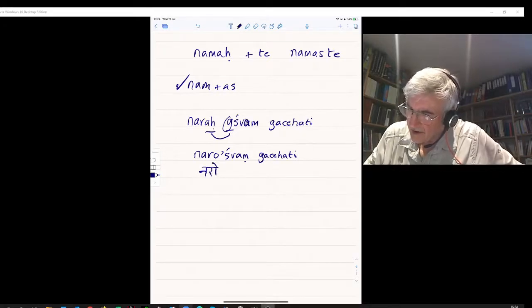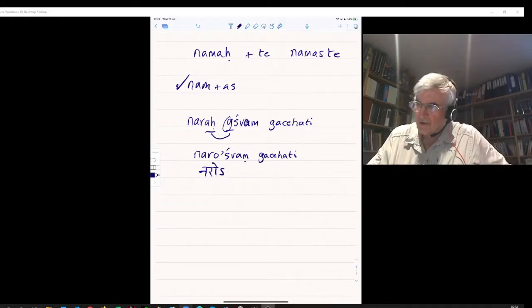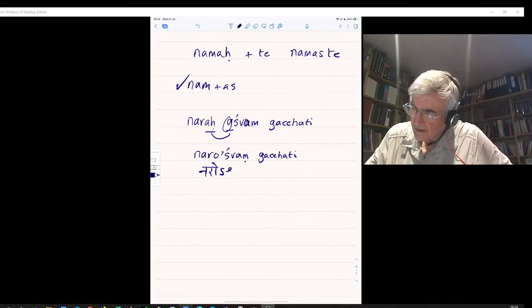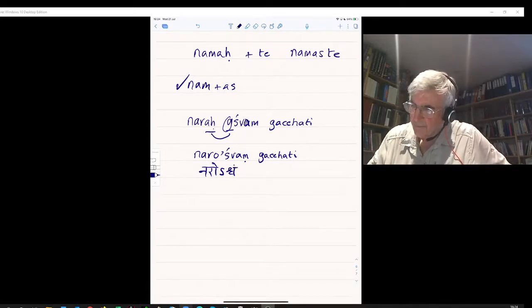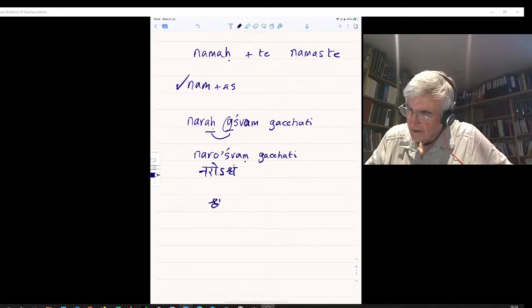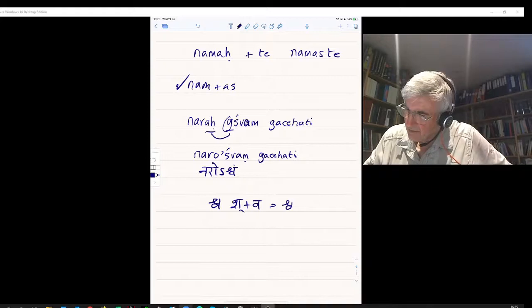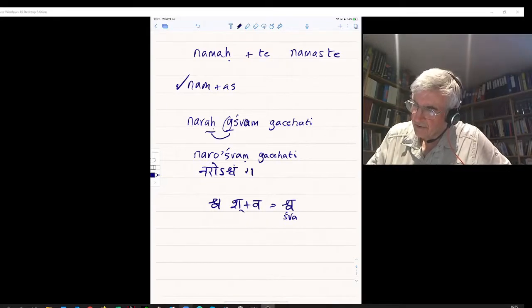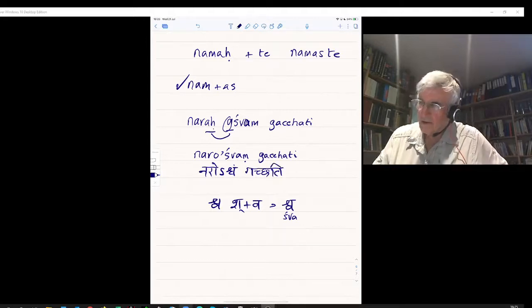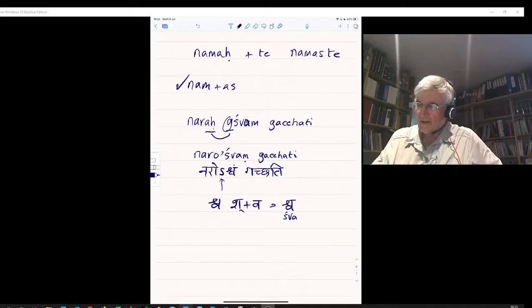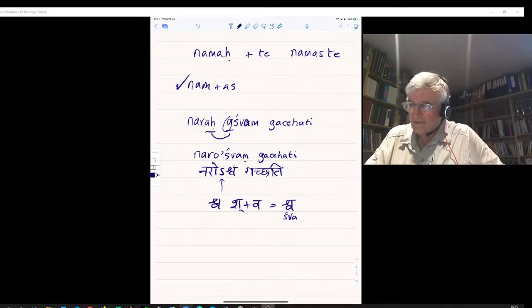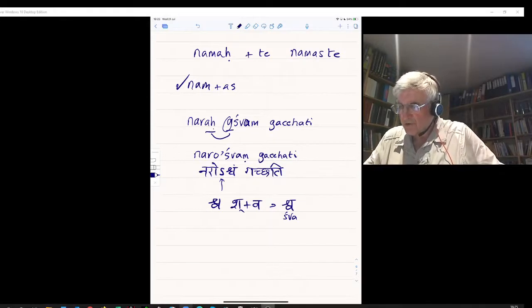Naro. And then this sign, like an S, is used to represent the loss of that a. Naroshvam, this is sh with a v. So the sh joined with a v is actually written like that. Boom, boom, that's a shva. So naroshvam and then gacchati written normally. So this sign here, like an S, represents the lost a in ashvam, narah ashvam, naroshvam gacchati.